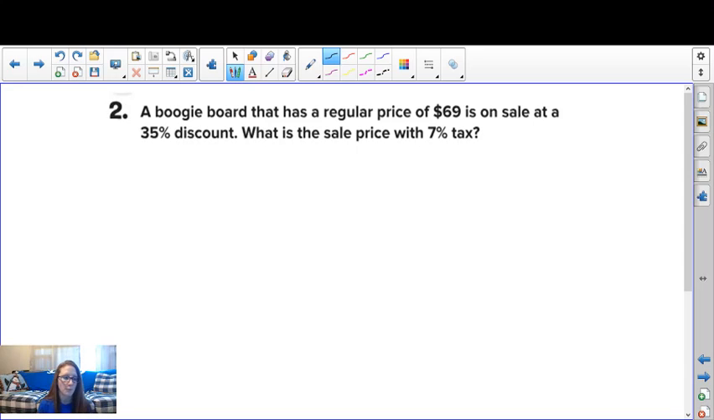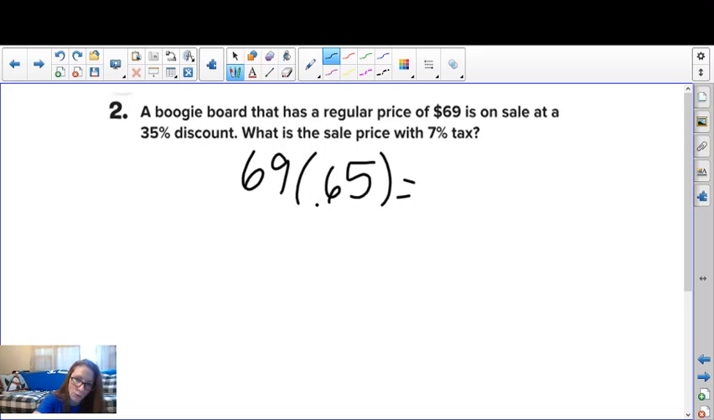So you first have to take that discount off. I'm taking off 35%, so I'm paying for 65% of my board. So $69 times 65% gives me $44.85. So right now with just a discount, the boogie board is going to cost me $44, $45 about. Because again, I took a lot of mental math. 100 minus 35 gives me 65. 69 times that 65% as a decimal gives me $44.85.